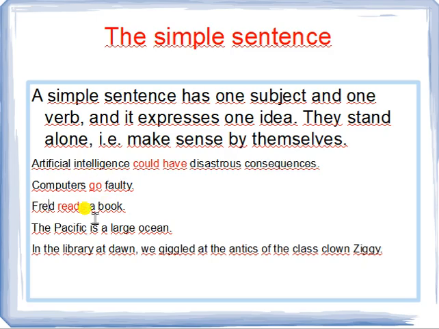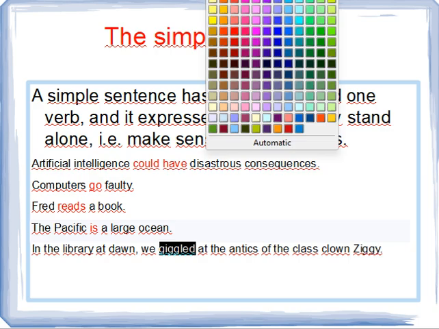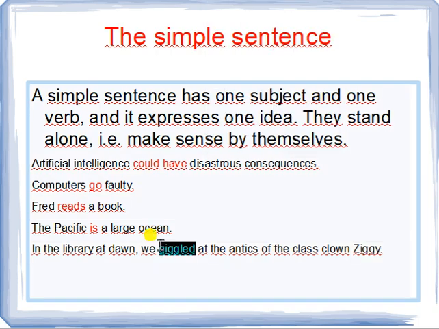Fred reads a book. The Pacific is a large ocean. I didn't put this in red like I did with the others. In the library at dawn, we giggled. Here there is a phrase, but there's still only one subject and one verb. So it's still a simple sentence.